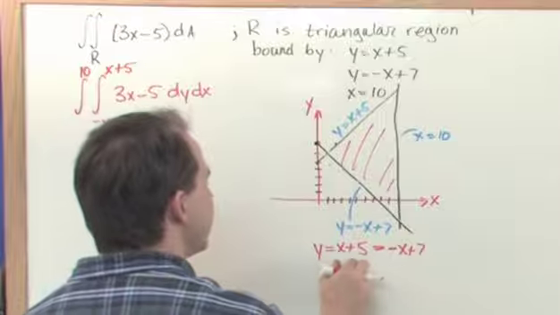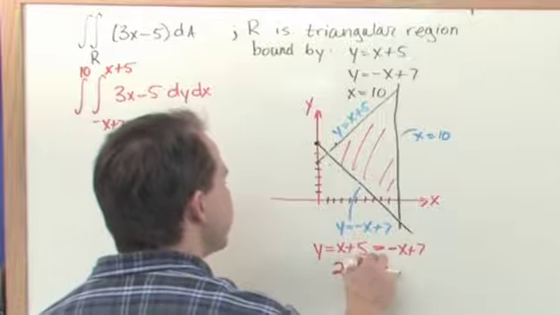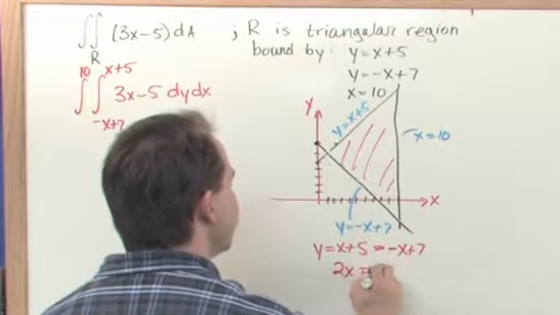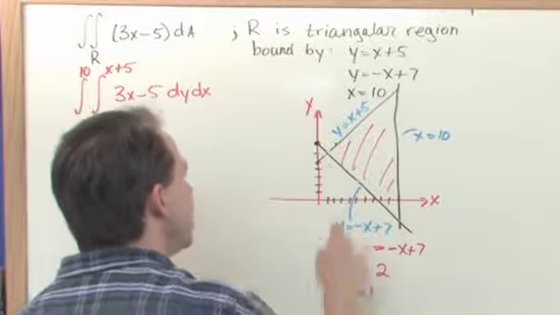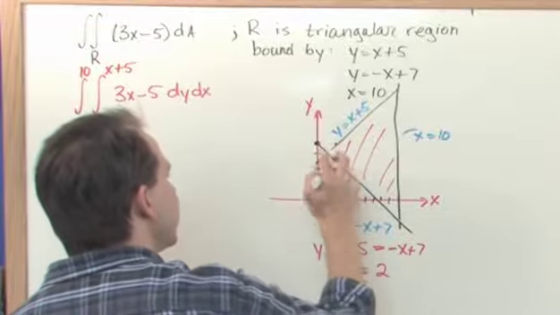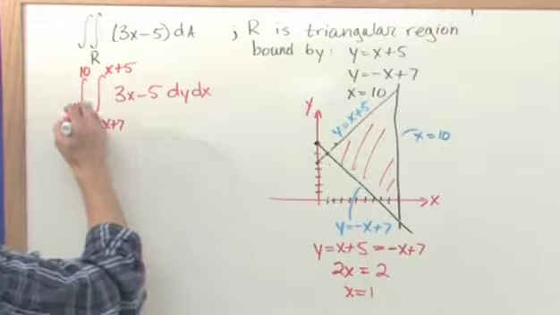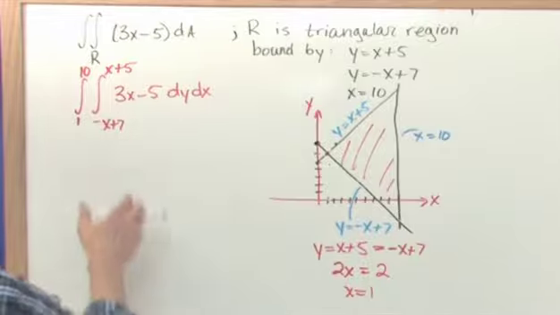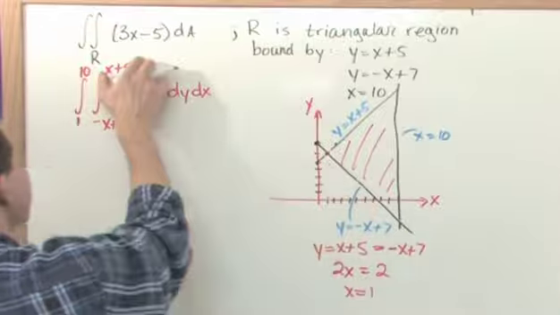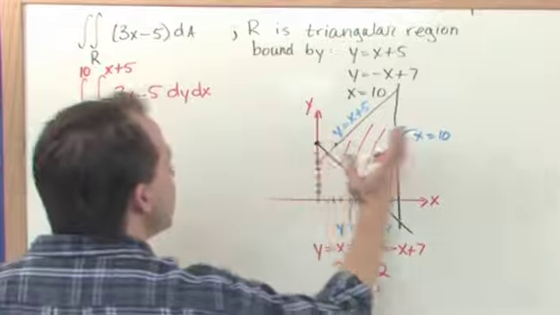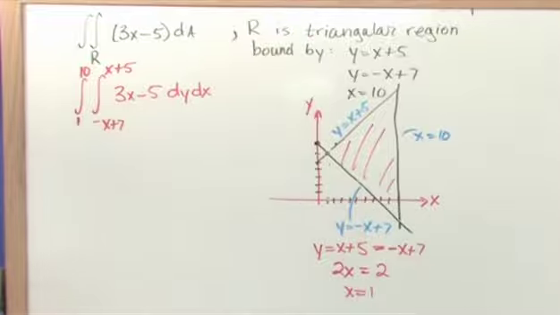Let's move the x over here. So I'm going to have 2x. Move the 5 over here, it's going to be 2, so x is equal to 1. So this is x is equal to 1, and that looks like exactly what I drew on the graph. Okay? So it's going to go up from 1 to 10. So big picture, I'm integrating from this function up to this function, and I'm integrating from 1 to 10, sweeping out this triangular area here.